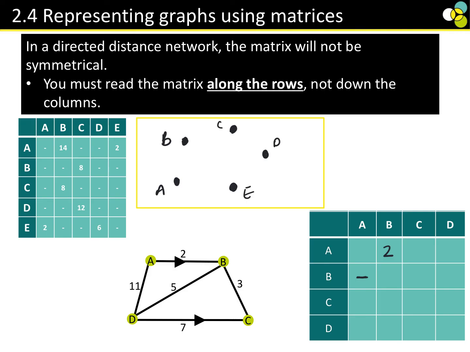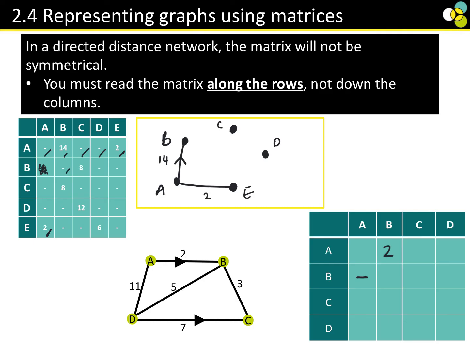So A to A, nothing. A to B is 14. But I can see there's no B to A. So that must mean that's directed, and that is 14. Okay, so watch out for that. A to C, nothing. A to D, nothing. A to E is 2, but I can see down here that E to A is 2. So that means there's no direction there. Perfect. Okay, and this is 2.